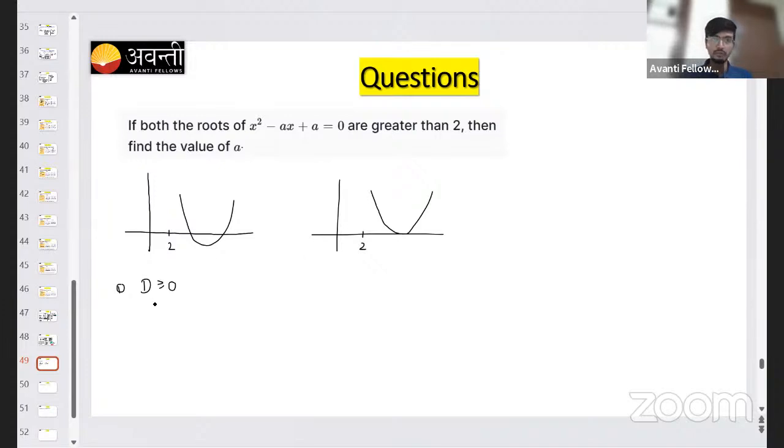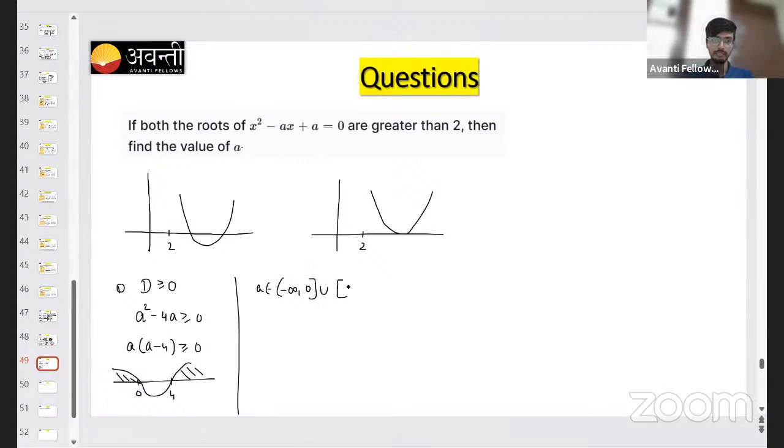Okay, so b square, a square minus 4a is greater than equal to 0. So a into a minus 4 greater than equal to 0. So wavy curve 0, 4. ये वाला रीजन और ये वाला रीजन. सो a क्या मिला? a belongs to -infinity to 0 union 4 to infinity.